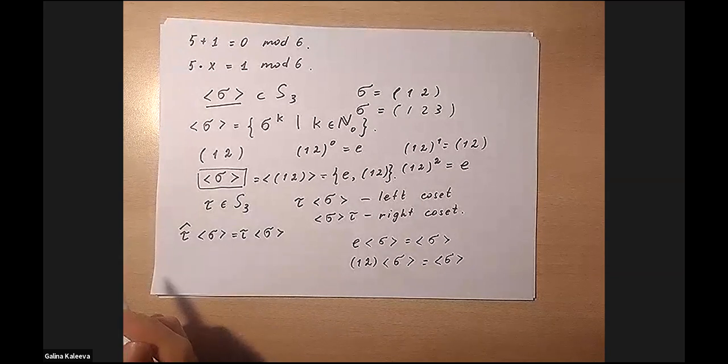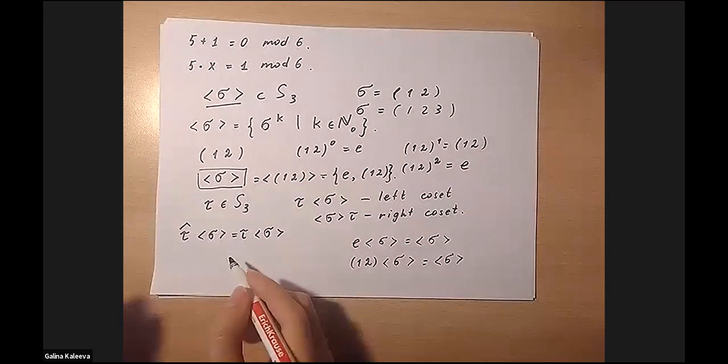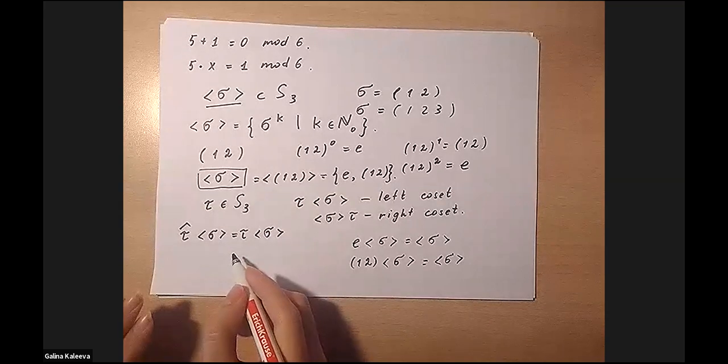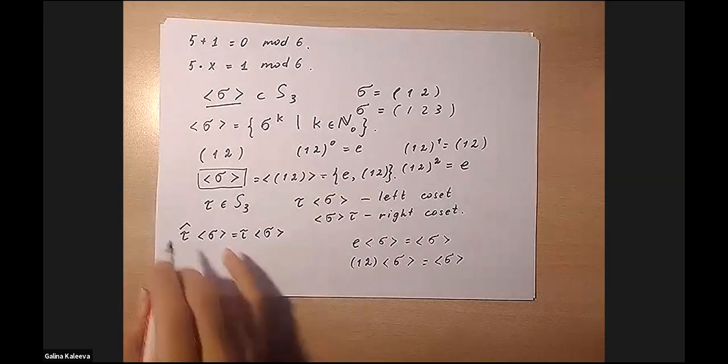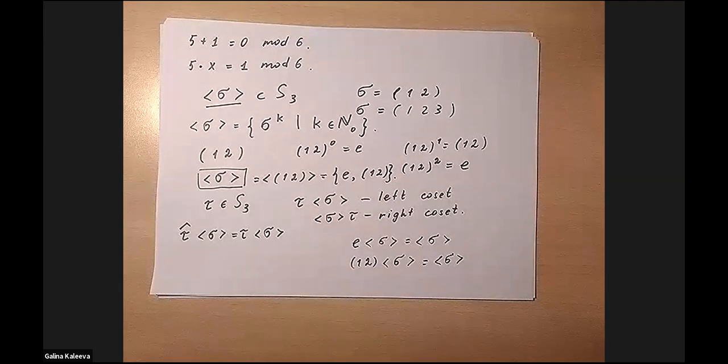Excuse me, what does the tau with the prime mean? This means that I took some other tau, some other element. I don't know for sure what the element is. Okay, got it. Sometimes it takes place, sometimes not. So never mind now.